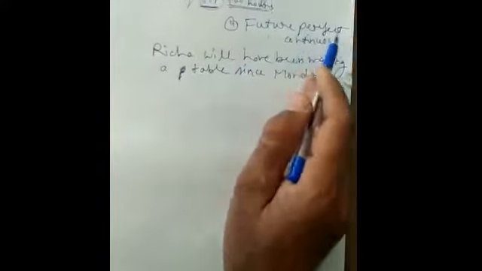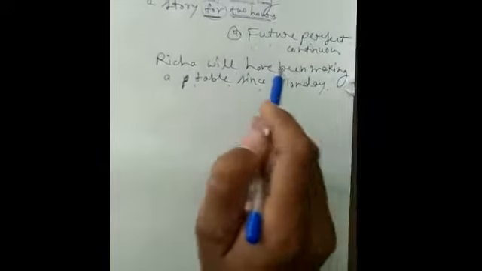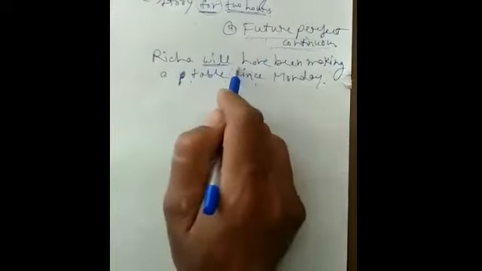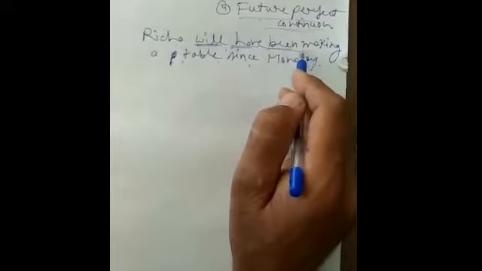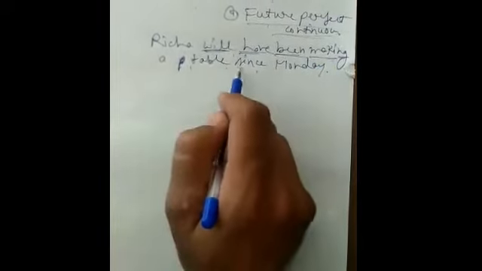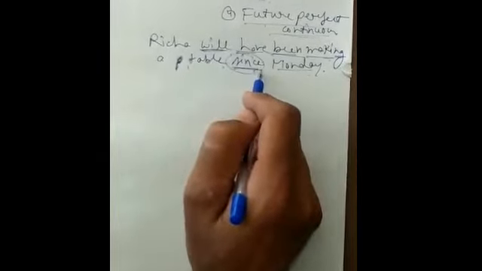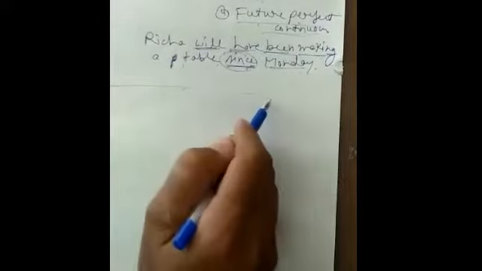And future perfect continuous: Richa will have been making a table since Monday. In future perfect continuous tense, which helping verb will come? Will have been or shall have been, and verb with ing. Then it's since Monday. Since denotes time, and it is a point of time, not a period of time.